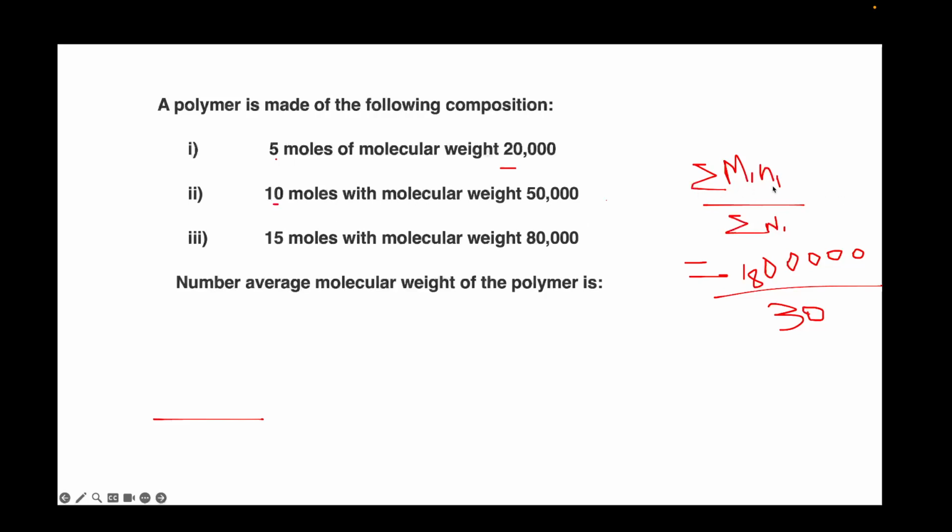So summation of MiNi is basically 5 into 20,000 plus 10 into 50,000 plus 15 into 80,000, which is basically 1,800,000, divided by total number of moles, which is 5 plus 10 plus 15 equals 30. This will give us 60,000, which is the number average molecular weight of the polymer, 60,000 gram per mole.